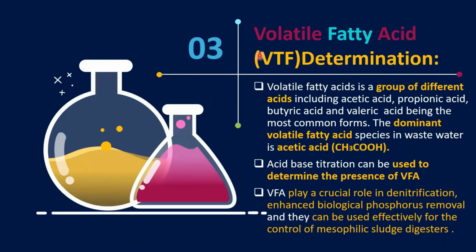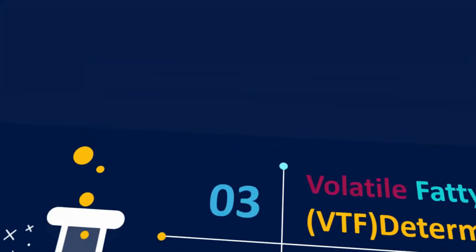Now, the third application of acid-base titration is that it is helpful in the determination of volatile fatty acids. Basically, volatile fatty acid is a group of different acids, including acetic acid, propionic acid, butyric acid, and valeric acid, being the most common forms. The dominant volatile fatty acid species in wastewater is acetic acid. The volatile fatty acid plays an important role in denitrification. Also, it has an enhanced role in biological phosphorus removal, and they can be used effectively for the control of mesophilic sludge digesters.